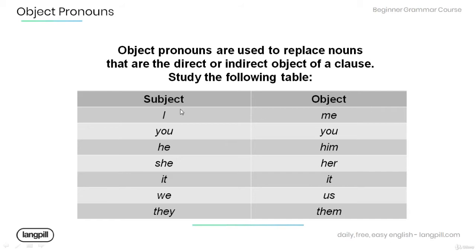When we want to use a pronoun as the subject of a sentence, we use I, you, he, she, it, we, or they. And when we want to use a pronoun as the object of a sentence, we use me, you, him, her, it, us, or them.